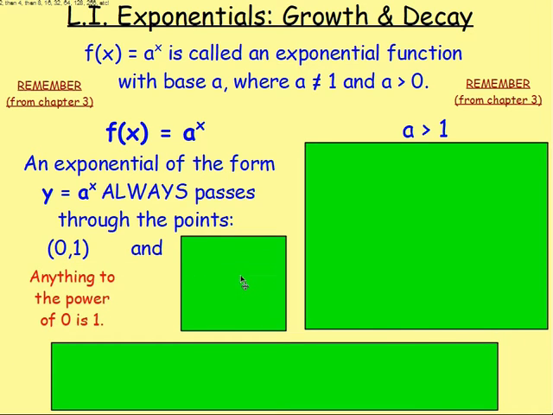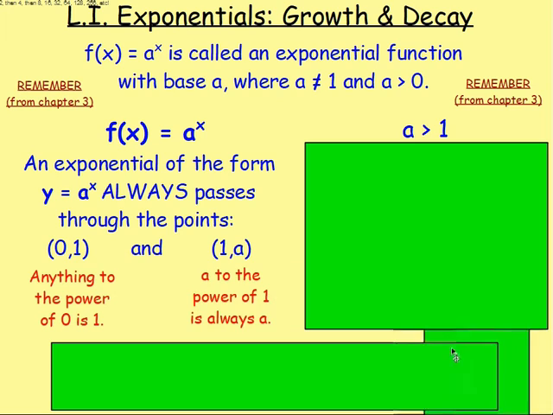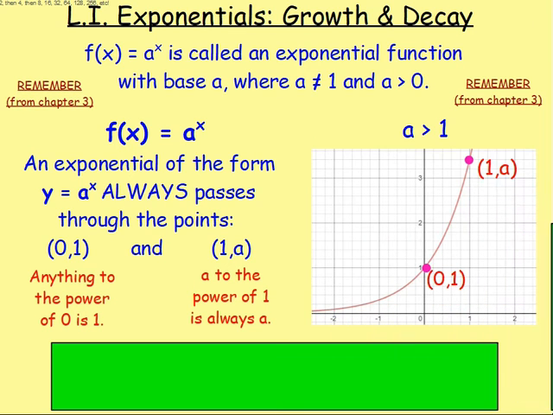What's something else, Connor, that it passes through? Yeah, good, it always passes through 1, a. Because if we have a to the power of 1, well, that's just going to give us a. So 1, a is another one it will pass through. Graphing an exponential, what does that look like? Yeah, you're going to graph it and then there's going to be a gradual increase, and the increase is going to increase each time. So, graphing it, it will look something like this.